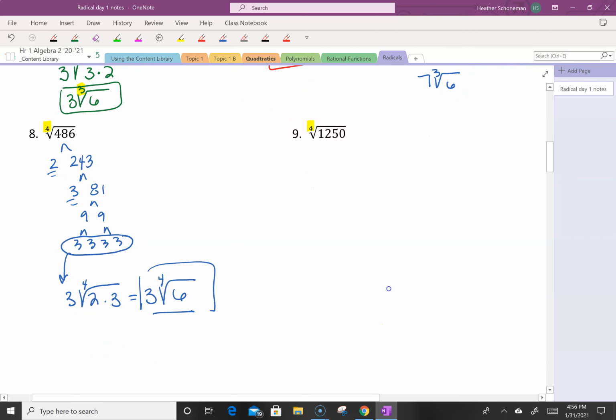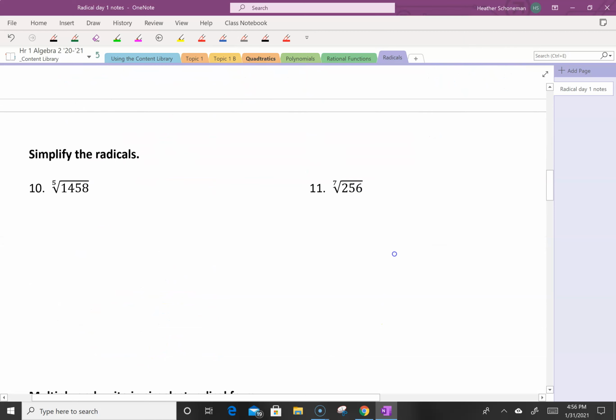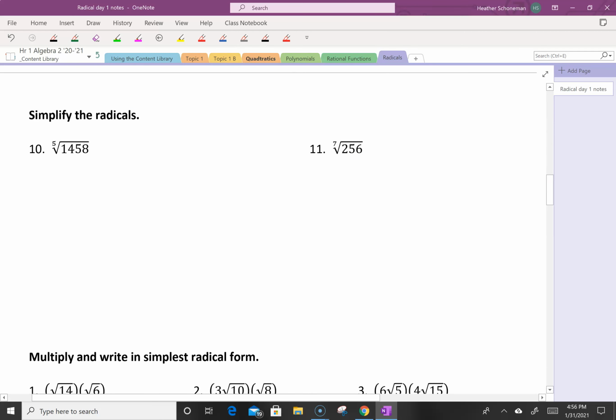Okay, I'm going to skip number 9 for right now. We'll go to number 11. Here on number 10, you're looking for groups of 5. So on number 11, now we're looking for groups of 7. You can probably guess what to do with this by now, but let's try it.